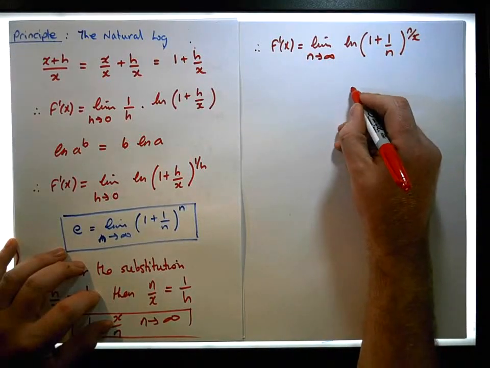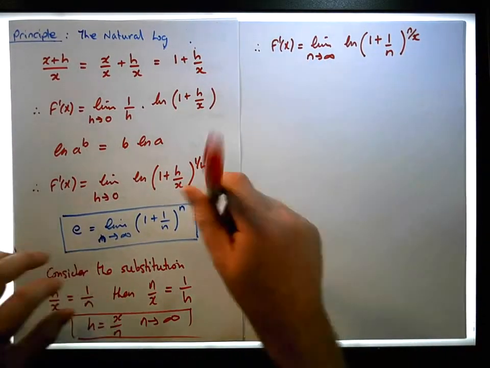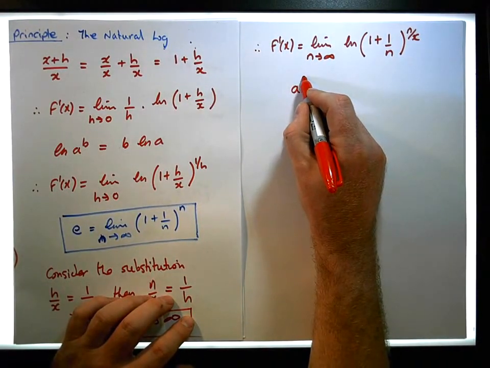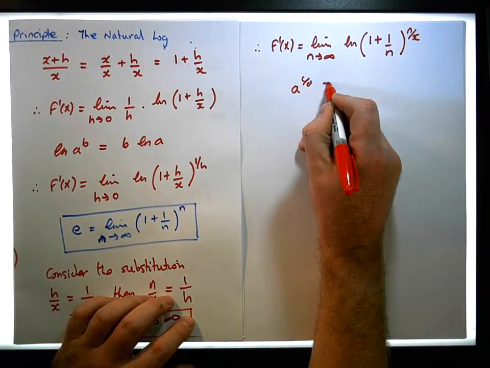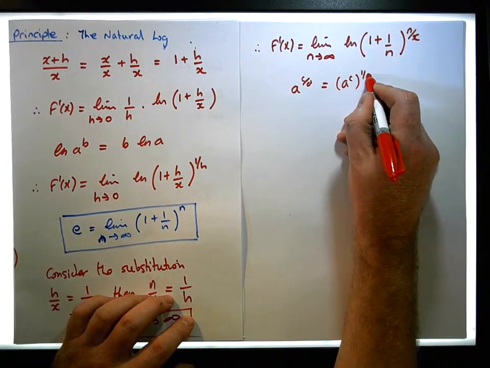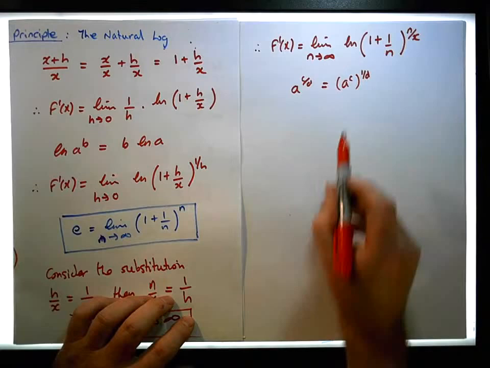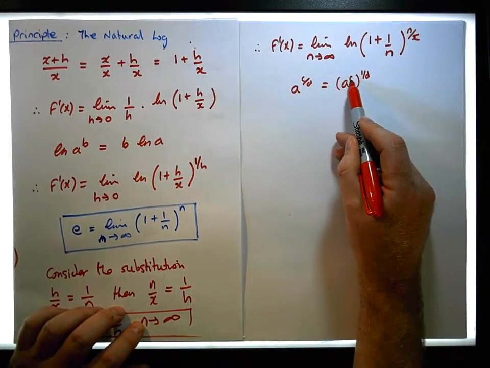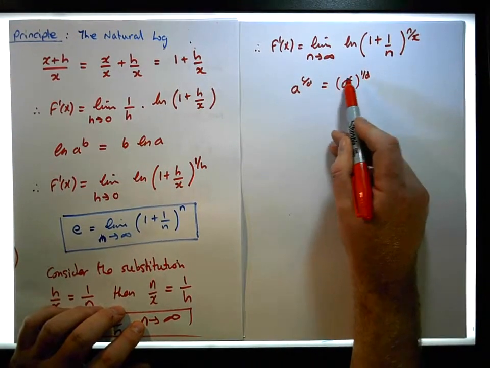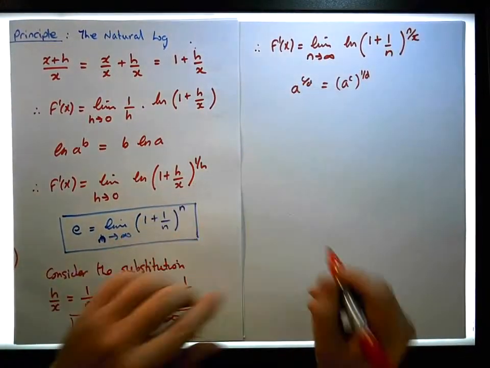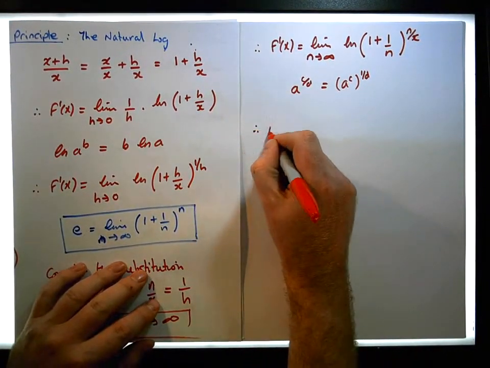Let's say that a to the power of c over d is the same as a to the power of c, raised to the power of 1 over d. We multiply exponents, because when we have an exponent raised to an exponent, we multiply the exponents and get this particular c over d.